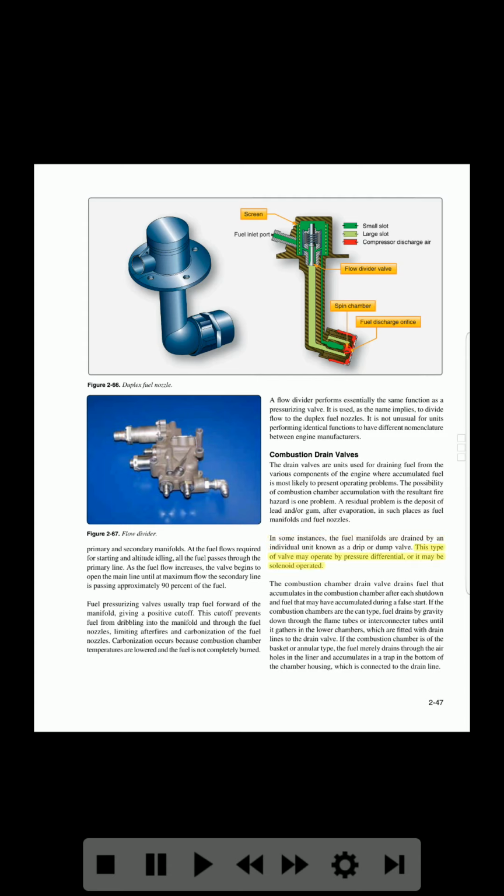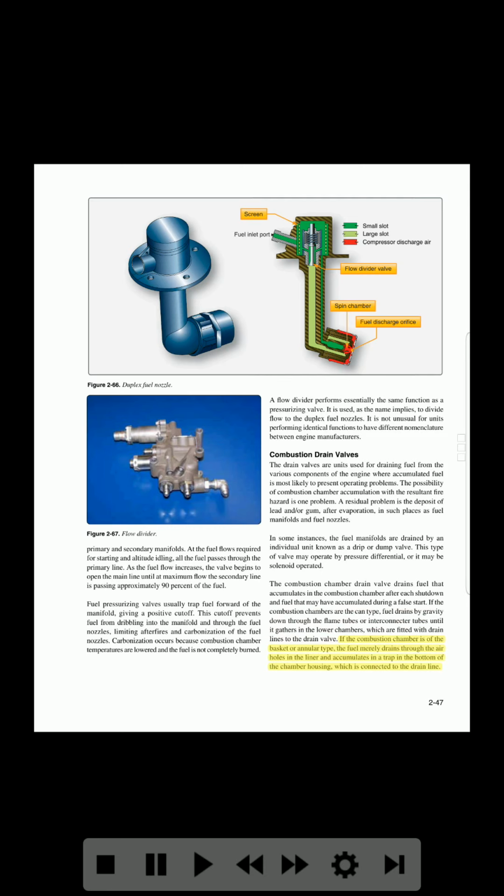This type of valve may operate by pressure differential, or it may be solenoid operated. The combustion chamber drain valve drains fuel that accumulates in the combustion chamber after each shutdown and fuel that may have accumulated during a false start. If the combustion chambers are the can type, fuel drains by gravity down through the flame tubes or interconnector tubes until it gathers in the lower chambers, which are fitted with drain lines to the drain valve.